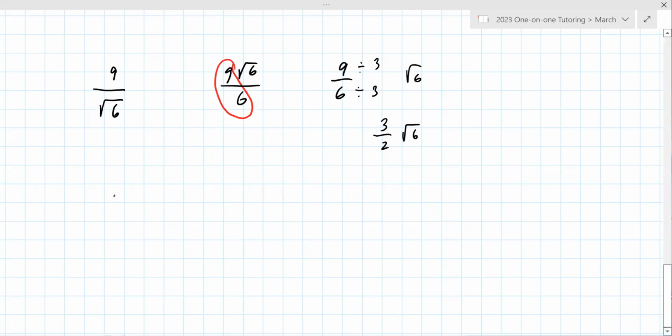All right, so let me have you try another one here. How about 7 over the square root of 3? Why don't you try that one for us, please?